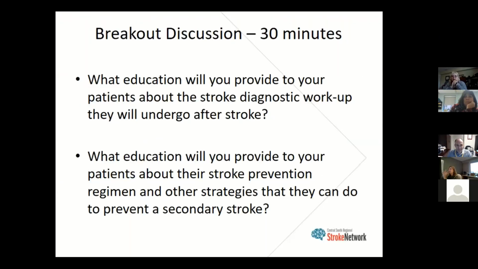Okay, so while Barb's doing that, what we're going to do is really taking the information that Dr. Sahlas has talked about and looking at how we can provide that education to our patients about why they're going through the various tests, and then what education we will provide them on why they're on the secondary prevention and what they can do to help prevent a secondary stroke. So we'll do that for maybe 15 or 20 minutes.